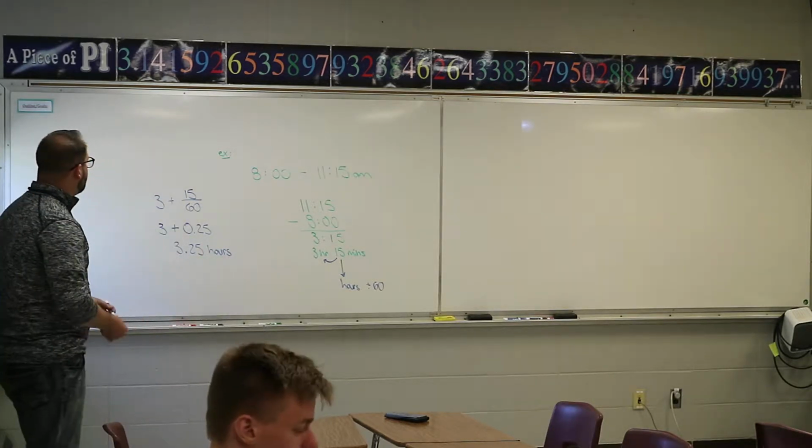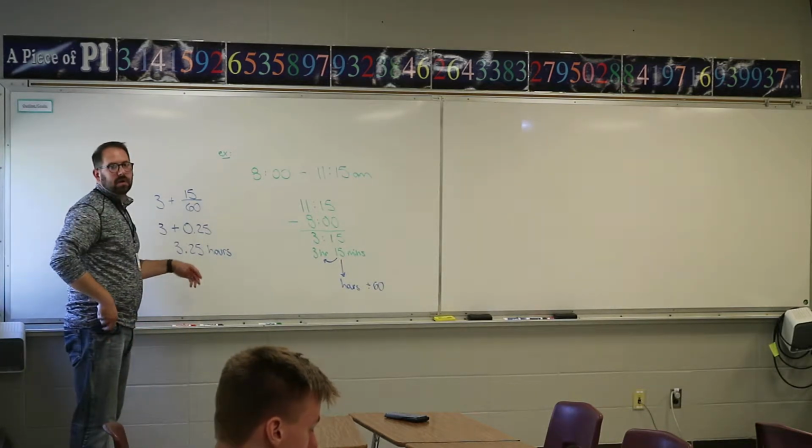The last step is take your hours and multiply by the minimum wage. The minimum wage is $7.25.